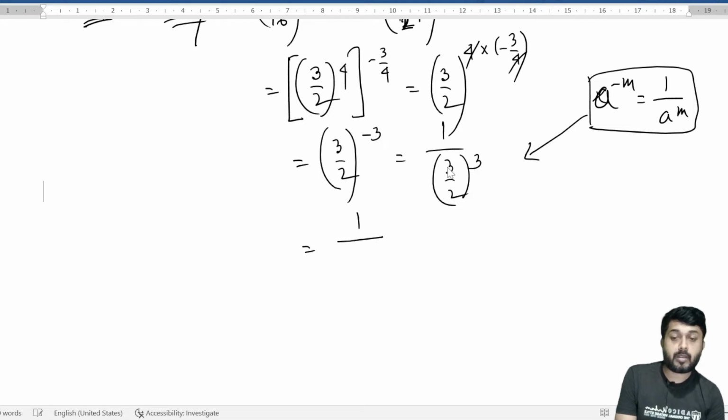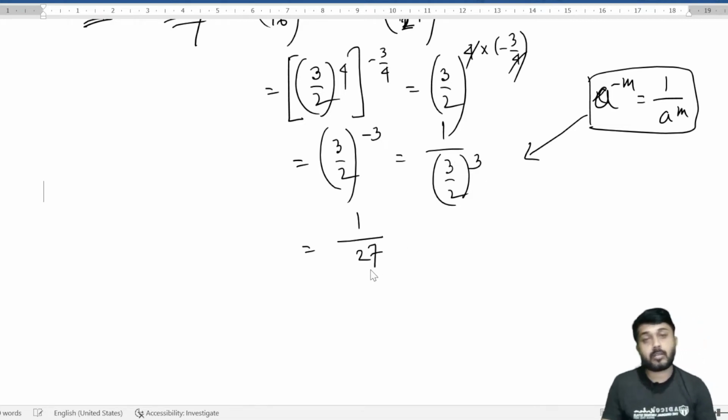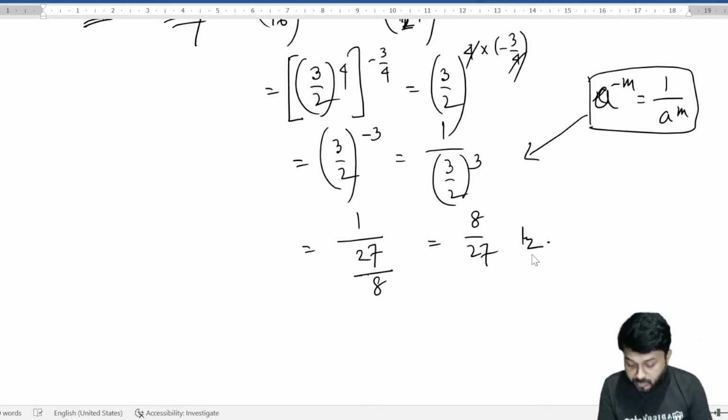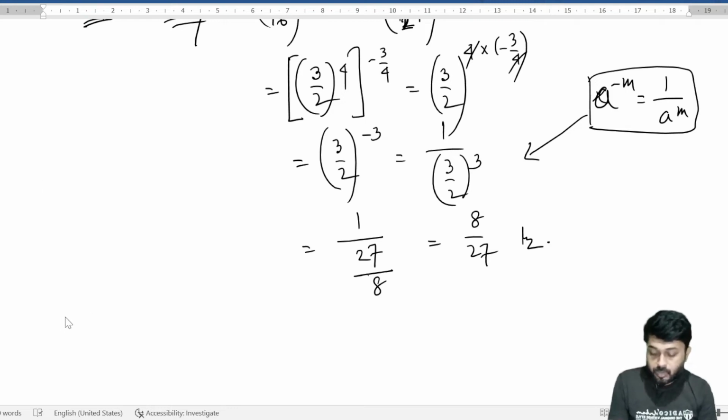Then 1 by 3 cube. What is 3 cube? 3 cube is nothing but 27. What is 2 cube? 2 cube is nothing but 8. So what we are left with as the final answer is 8 by 27. Yes, that should be our answer only. After that, I want to do question number 2.